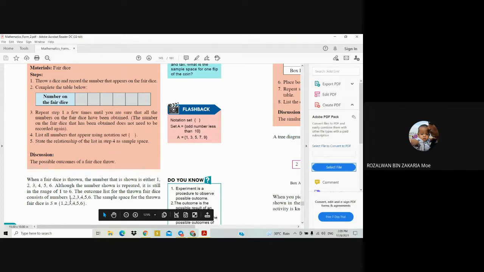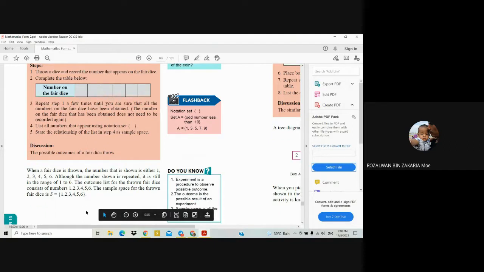If you throw a fair dice, this is all the possible outcomes. All the possible outcomes are the elements of the sample space. So for the sample space, you have to write like this. Okay, all right. Okay, next.